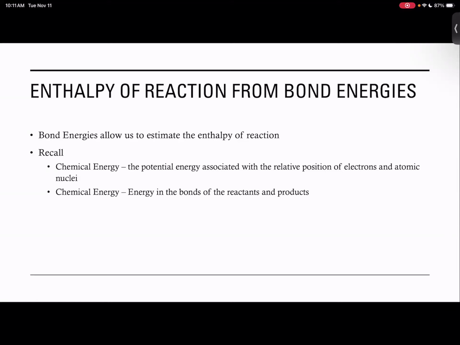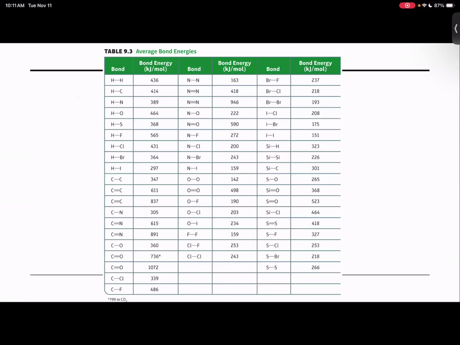So we've actually already talked about bond energies. Now we're just combining that concept of bond energies that we've already introduced into this concept of chemical energy and using this chemical energy to determine the enthalpy of the reaction.